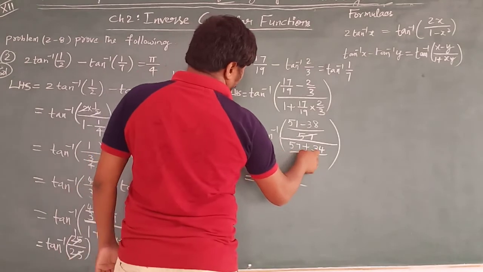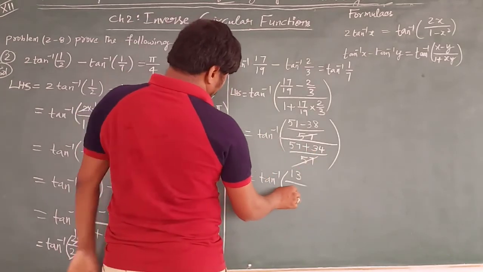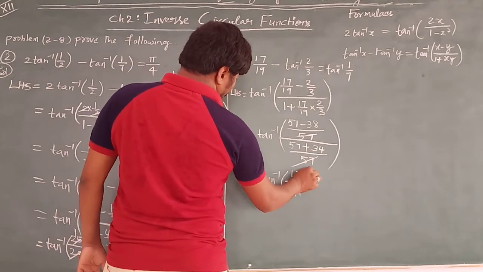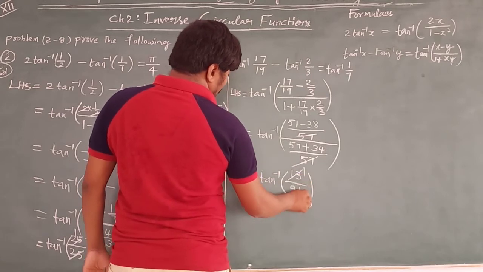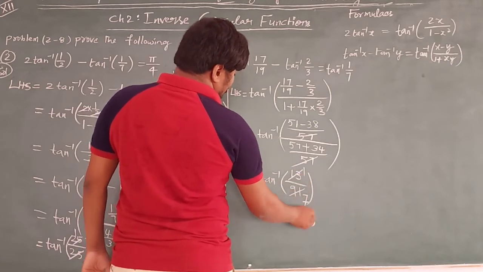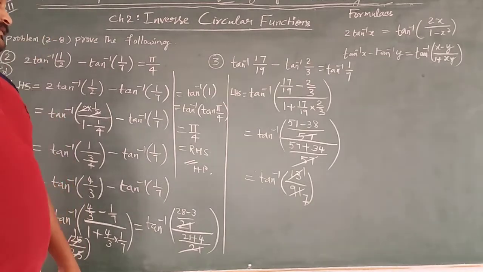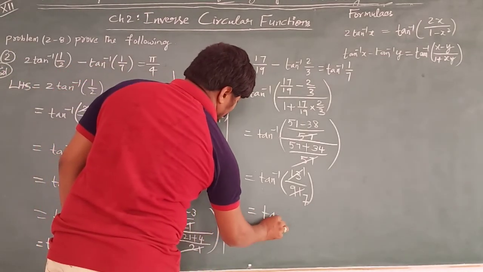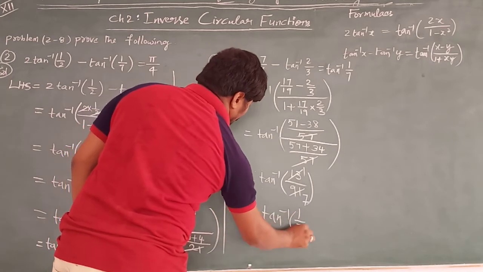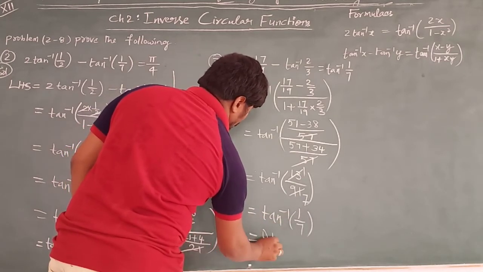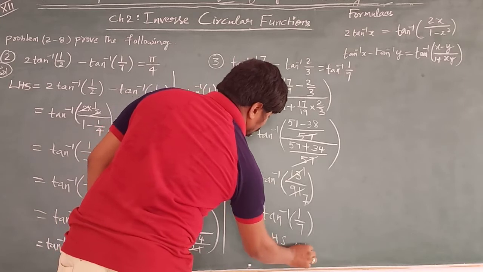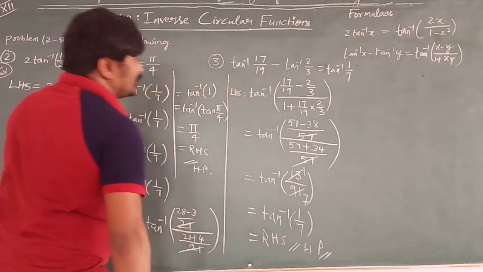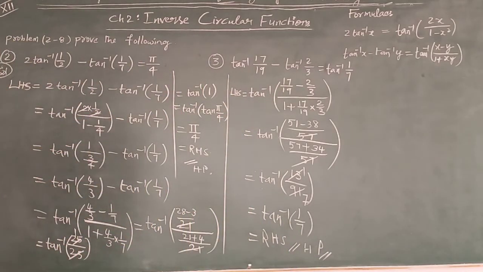So this you are going to get as 91. So now write as 91. So 7 ones are 7, 13 sevens are 91. So now you get cos tan inverse 1 upon 7. That is equal to your RHS. Hence proved. So I hope you all understood these two problems.